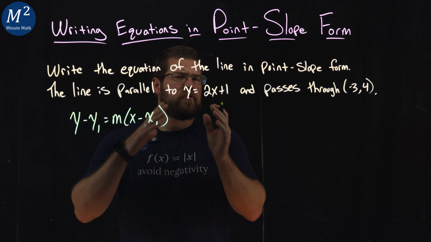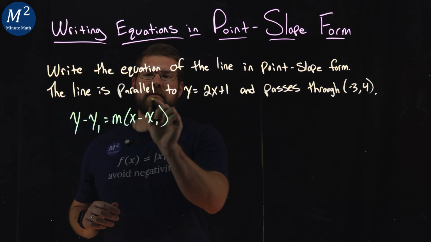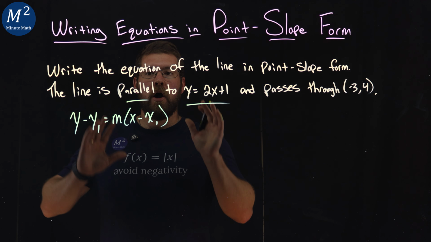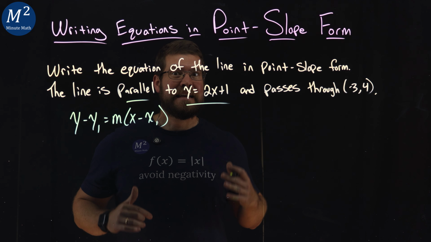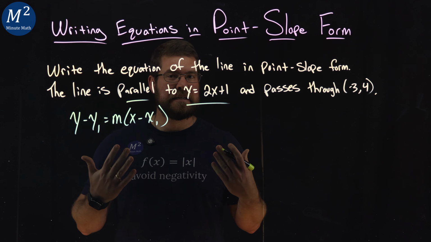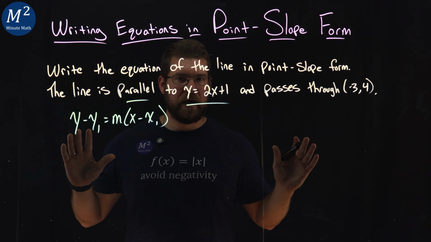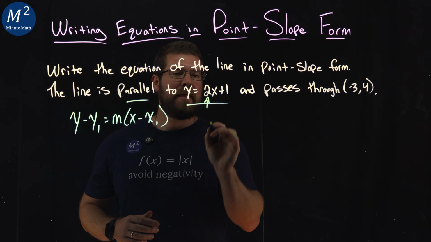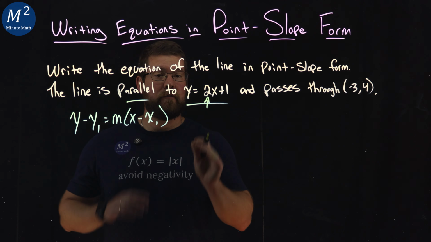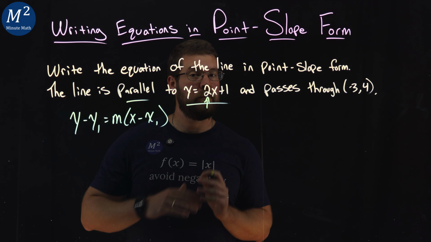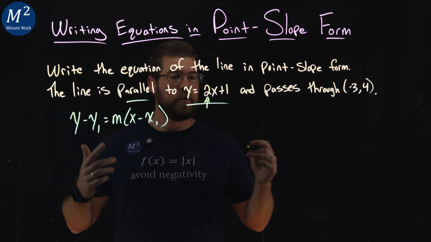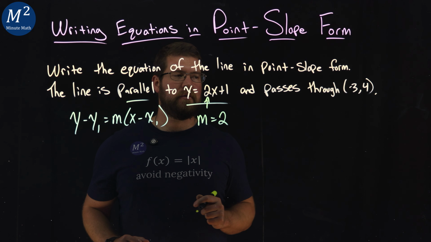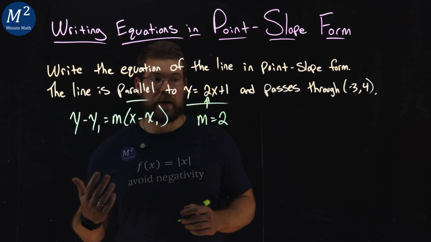Well, the slope first. They tell us here that our line is parallel to this line. Since it's parallel to this line, that means it has the same slope as that line. I don't care about anything else of the line, just its slope. And they tell us here that slope is a 2. So if it's parallel, it has the same slope as this one, which is 2. So our new line has a slope of 2. Same exact slope.